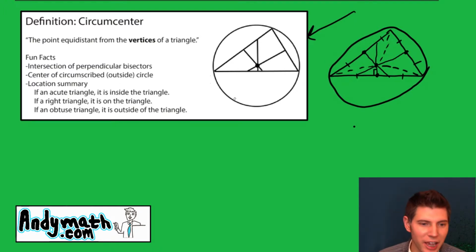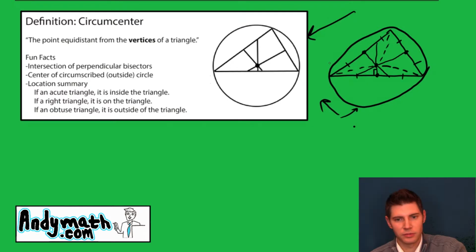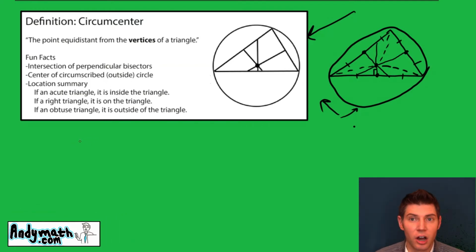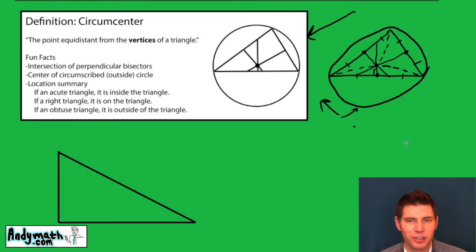So now the location summary: if it's an acute triangle, which both of these are, then it is on the inside of the triangle. That's why this circumcenter is on the inside. If it's a right triangle, then it's on the triangle. So here's a nice right triangle.